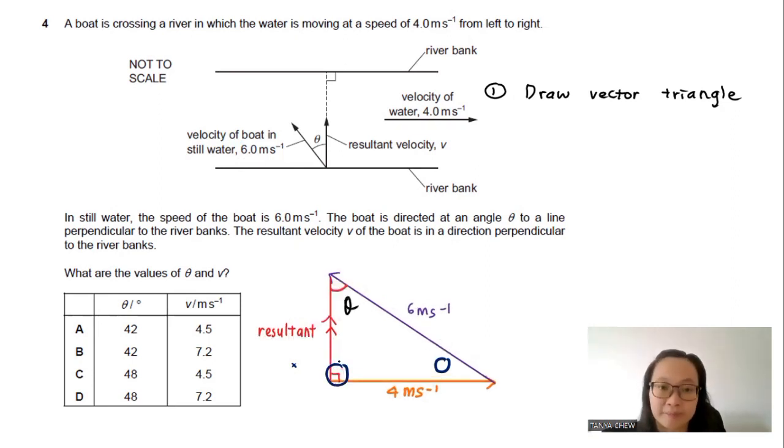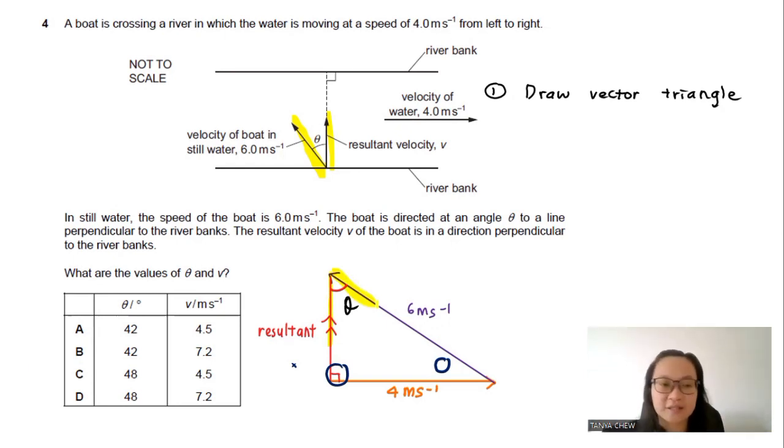And after that, I label my theta. Why do I label my theta there? Looks weird, right? Now let me explain. When you look at the figure, look at your theta. Theta is between 6 meters per second and the resultant velocity. So this is the resultant velocity. This is 6 meters per second. So that is why I locate my theta in that position.